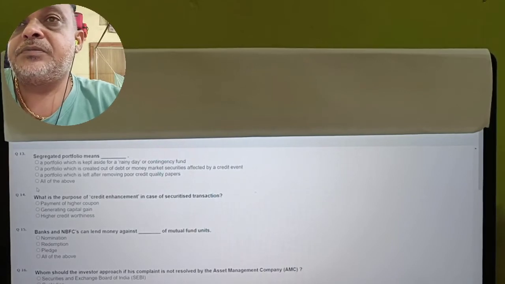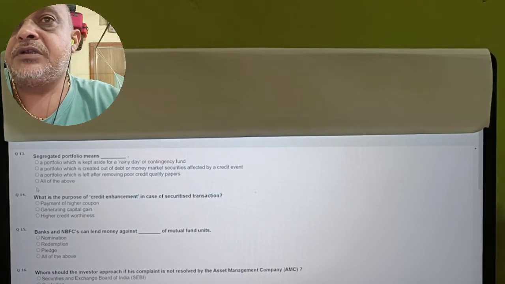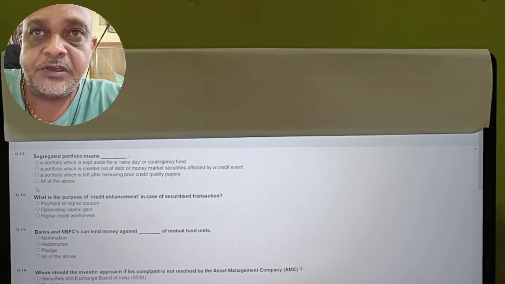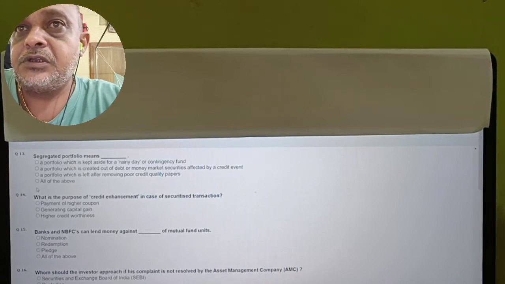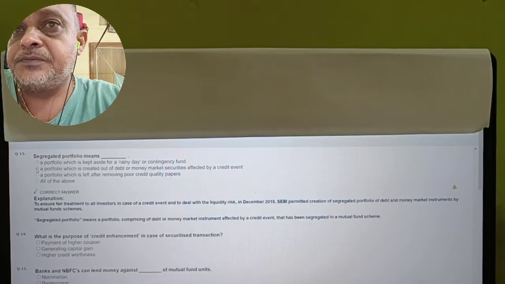Segregated portfolio means a portfolio which is kept aside for a rainy day, a portfolio which is created out of debt or money market securities affected by credit event, or a portfolio which is left after removing poor quality credit papers. It's number two, the portfolio which is created out of debt or money market securities affected by credit event.